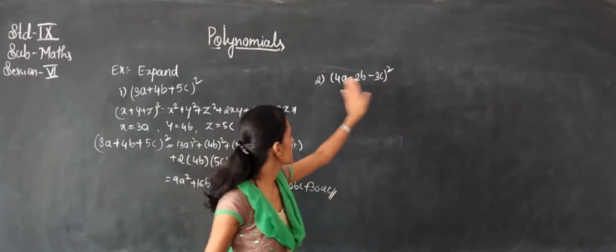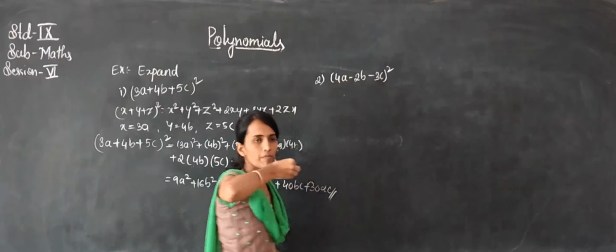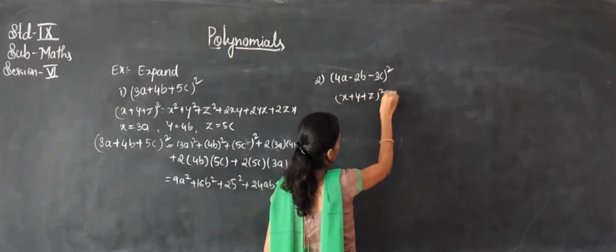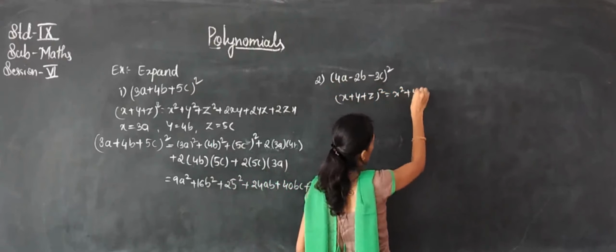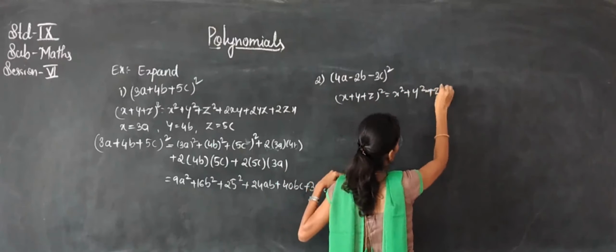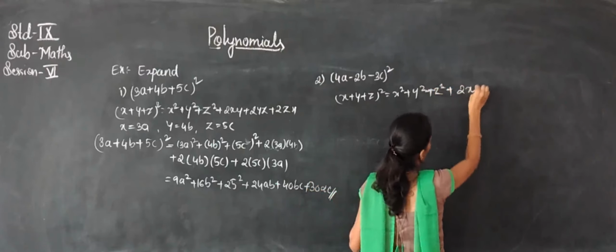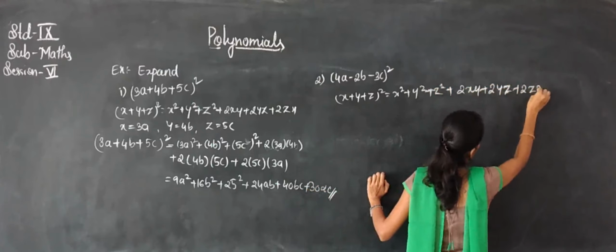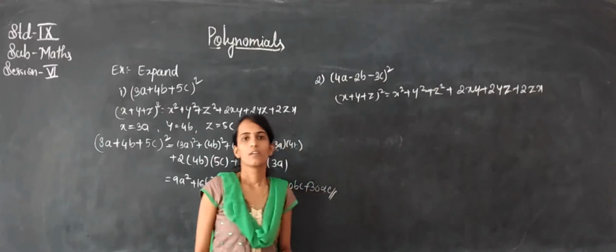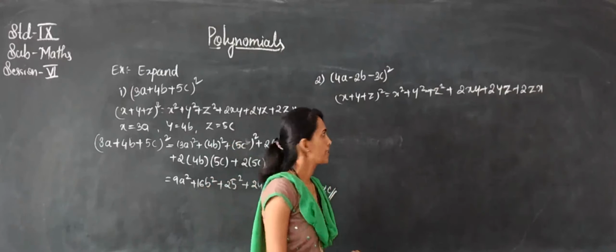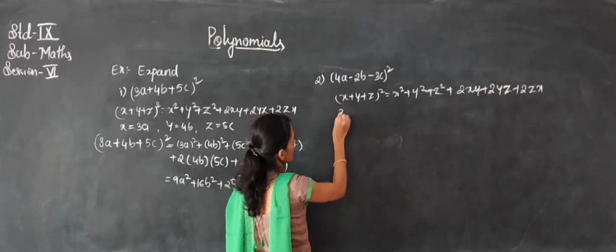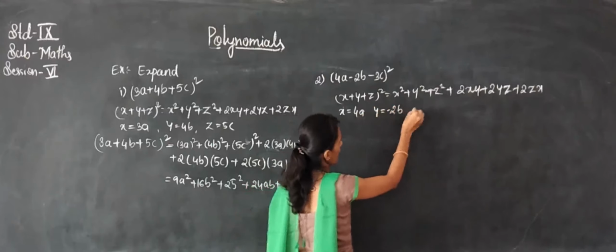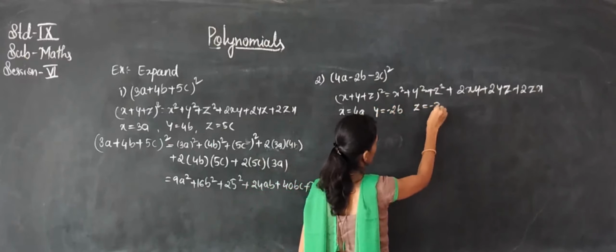Okay, so now we will explain this one. Here also you have to compare this one with an identity of the type (x + y + z)² is equal to x² + y² + z² + 2xy + 2yz + 2zx. This is the fifth identity. Now x is equal to 4a, y is equal to minus 2b, and z is equal to minus 3c.